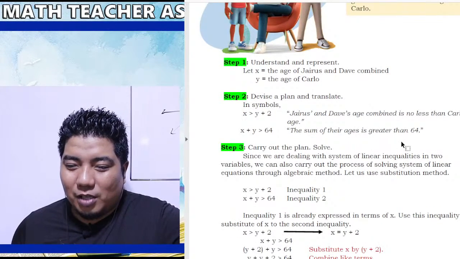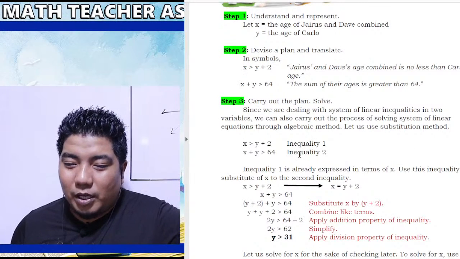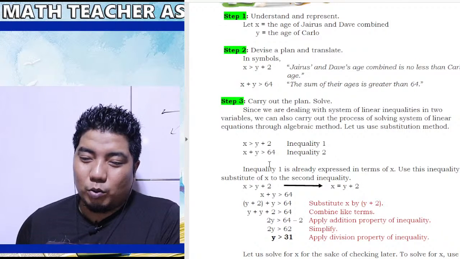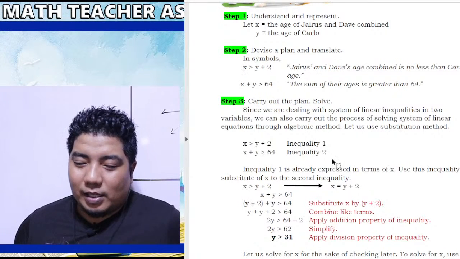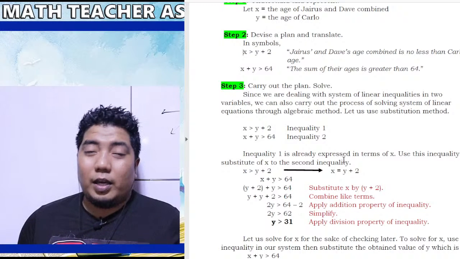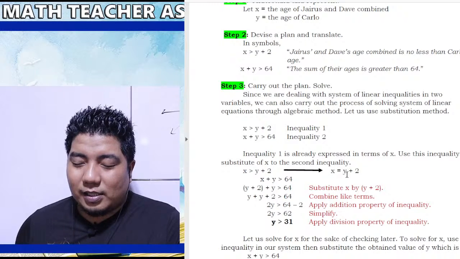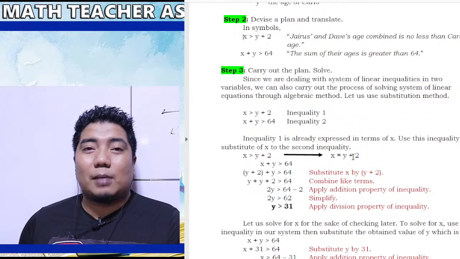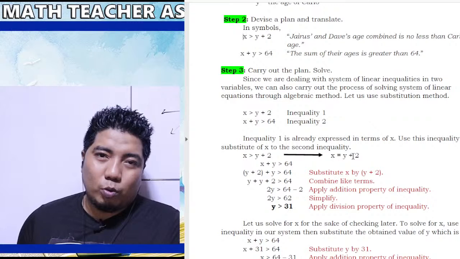So, now, the question is, find the age of Carlo. So, carry out the plan. What you will do is, we have the first inequality, 1. We have the second inequality, 2. So, this is it. X is greater than y plus 2 and x plus y is greater than 64. Now, what you will do is change these two inequalities into equations. So, the first equation becomes x is equal to y plus 2. Now, for this y plus 2, we will use substitution. The aim here is to solve the values of x and y that will satisfy the two inequalities.